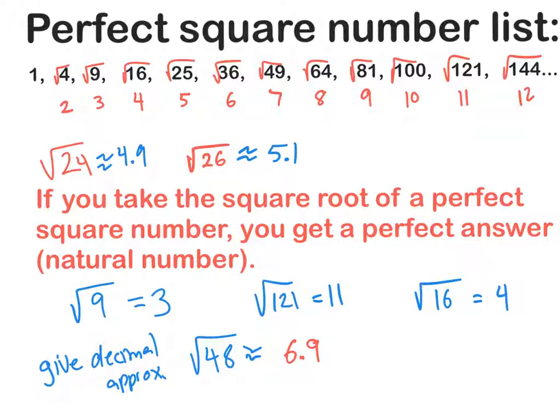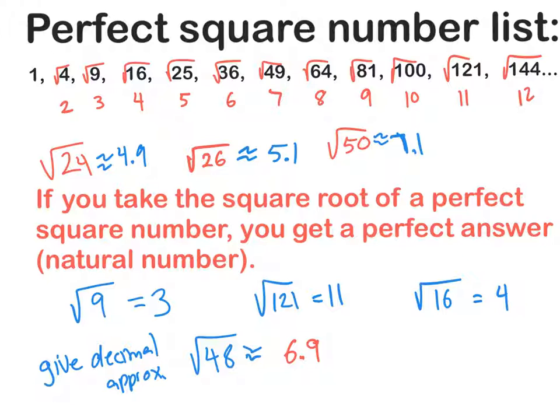Let's try another. What if I said, what is the square root of 50 as a decimal approximation? Well, we know what the square root of 49 is. What's the square root of 49? 7. So the square root of 50 has to be a little bit more than the square root of 49. So the answer has to be a little bit more than 7. So it's going to be 7.1. That's the ugly 7 right there, sorry. 7.1 would be a good decimal approximation. You guys kind of get it?